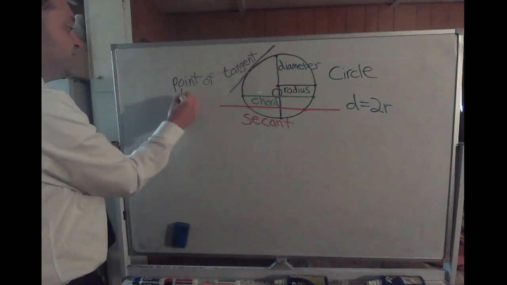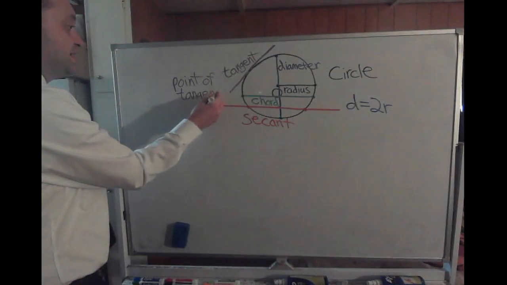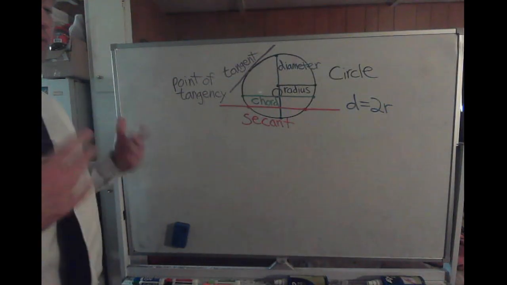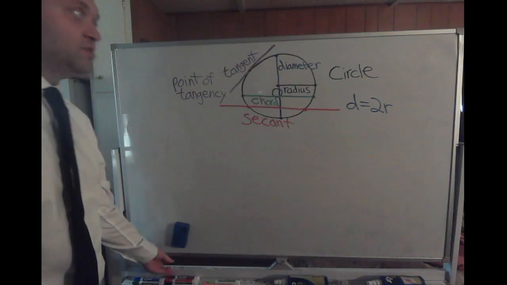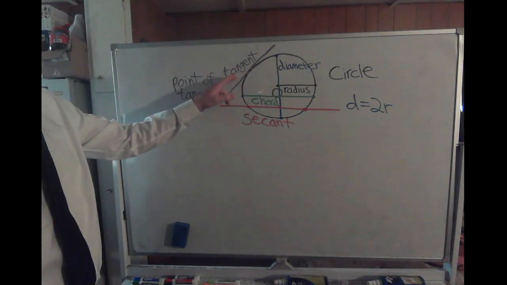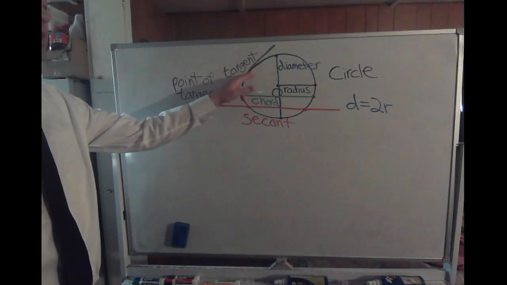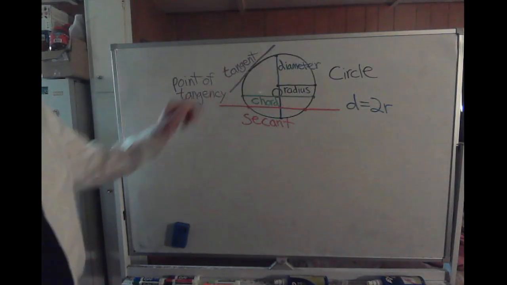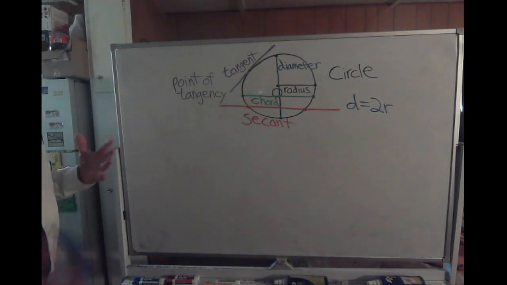And no, this is not related to what we just did in trigonometry. It's not related to that tangent. Tangent comes from a Latin word meaning touching. So that's how you can remember tangent. It's touching it. The line touches the circle at exactly one point. That's the tangent line at the point of tangency. So those are all the parts of a circle.